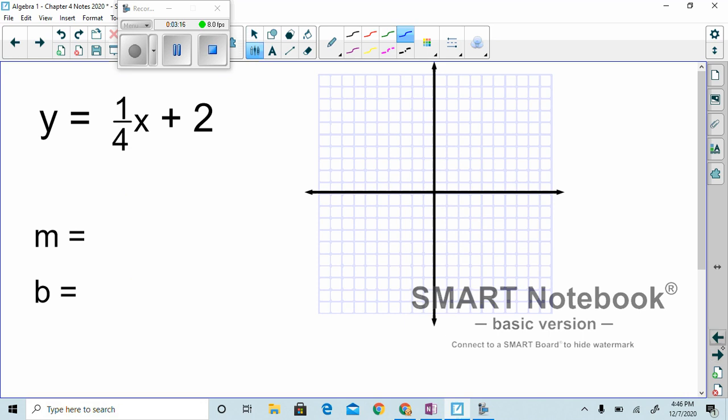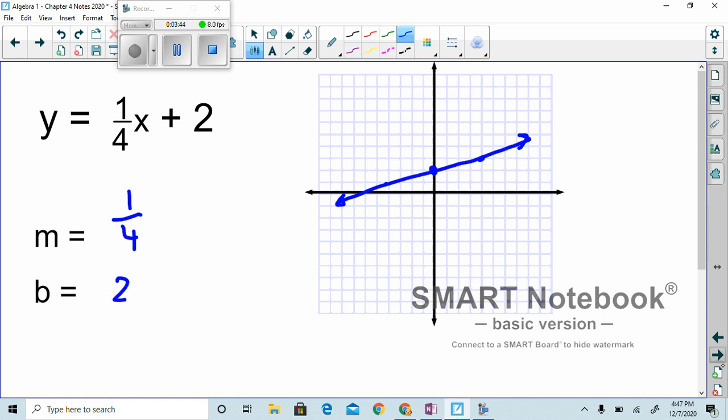Next problem, identify your slope. Identify your y-intercept. Start your first point at that 2 on the y-axis, and then we count up 1 and over 1, 2, 3, 4. And there's our graph. Positive slope, positive 1/4.